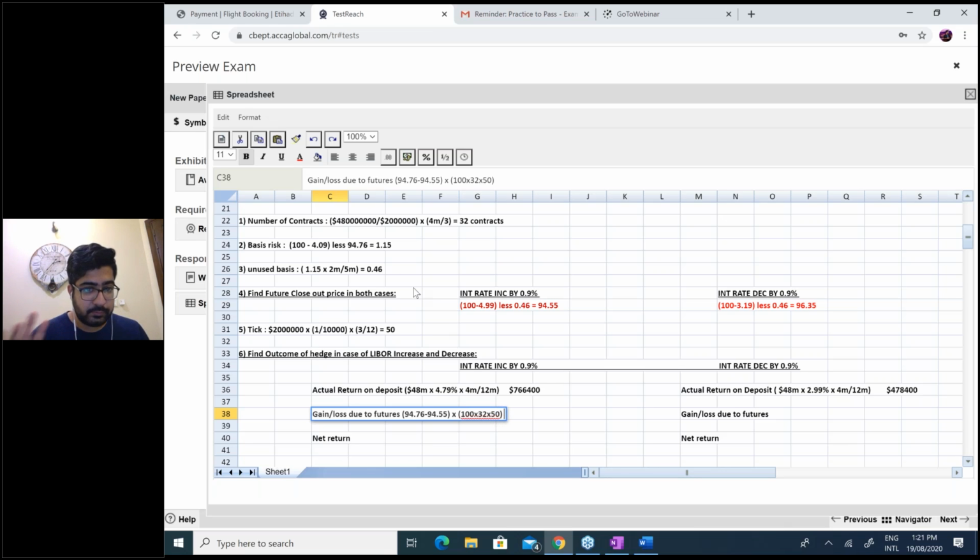I get the answer. See the formula: difference in futures contract price. The futures contract price was 94.76; we took the March future. Remember, we wrote right at the start that March future is 94.76. And the futures closeout price in the increased case, calculated in step 4, is 94.55, into spot 100, into contracts 32, into ticks 50. This makes it 33,600.